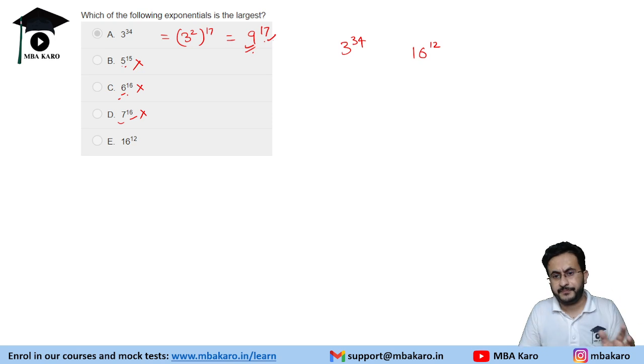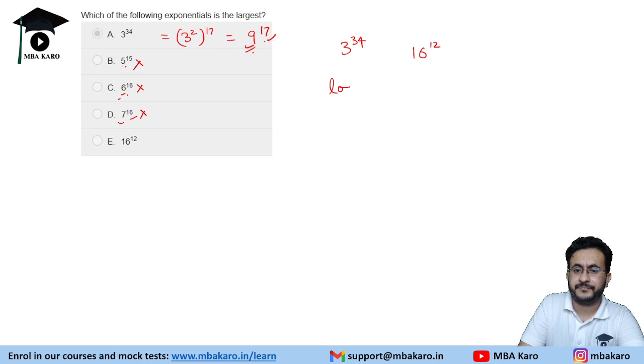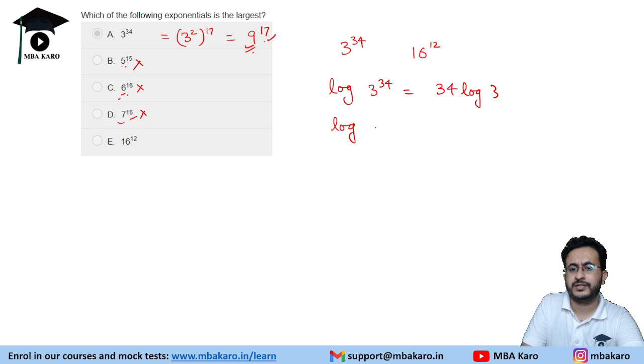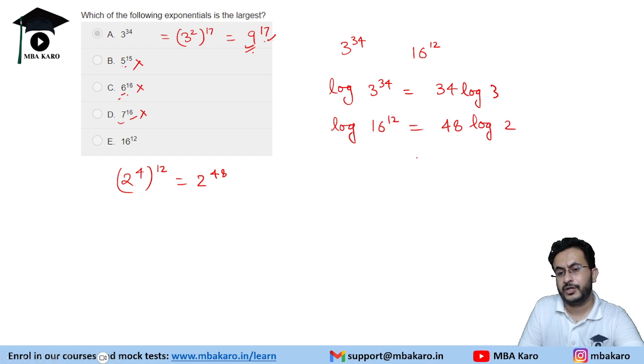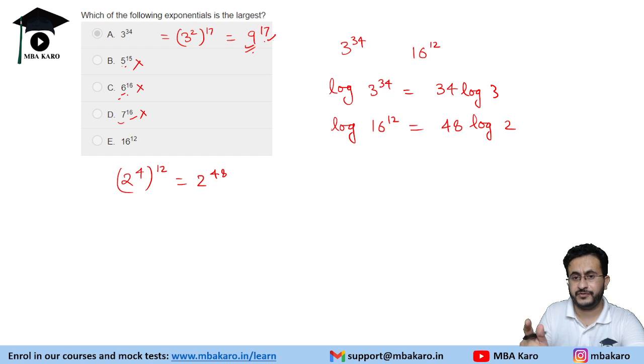Now there are two ways to do it. One way is the logarithmic way. You calculate the log. So log 3 raised to the power 34 is 34 log 3. And the second expression is log 16 to the power 12. It becomes 12 log 16, or we can also say that 16 raised to the power 12 is basically 2 raised to the power 4 into 12, so 2 raised to the power 48, or 48 log 2. If you know the values of log 3 and log 2, which ideally one should know, that is one of the ways to solve the question.